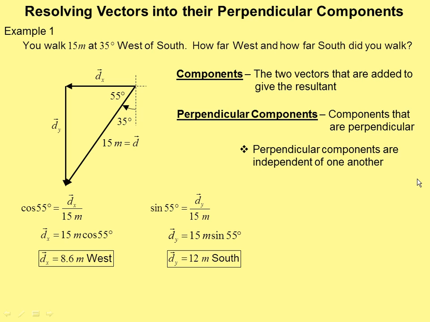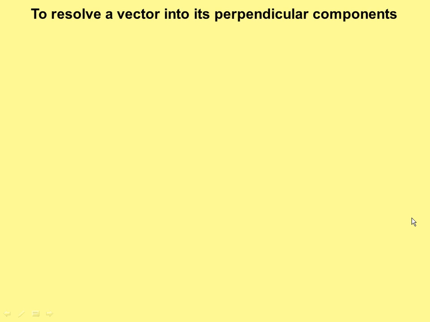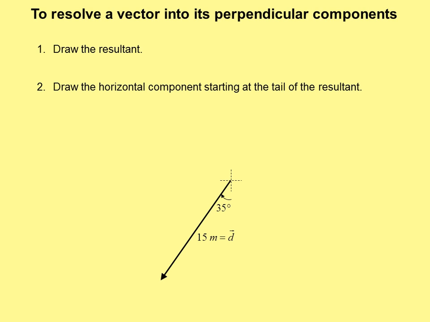Now, let's generalize the process here. The first thing we did was we drew the resultant. You don't have to draw it again, of course, it's there. Then we drew the horizontal component, and we didn't just draw it anywhere. We started it at the tail of the resultant.